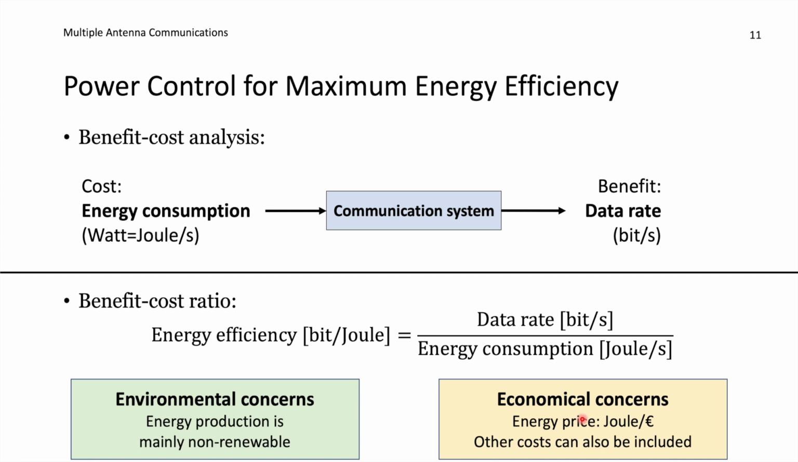Then if we are talking about cost efficiency, there might be other types of cost than only those that are related to energy consumption. But once we have transferred this into a cost efficiency in bit per euro, we can also add other types of costs that are not directly energy related into the benefit cost ratio as well. But we will not do it in this lecture.